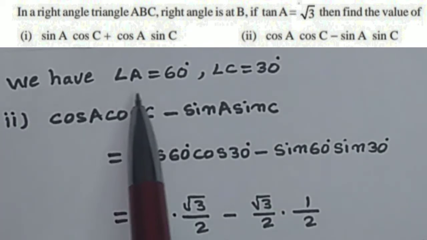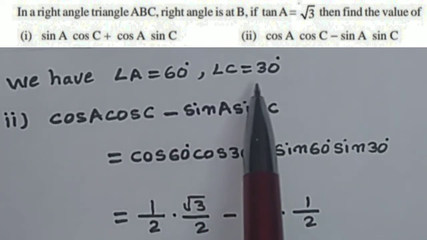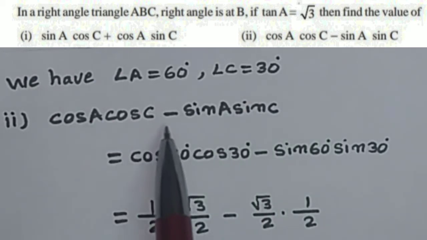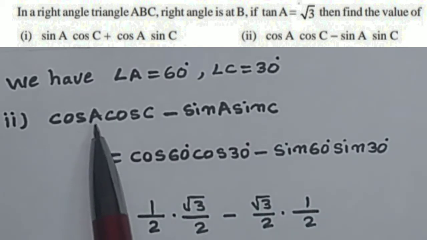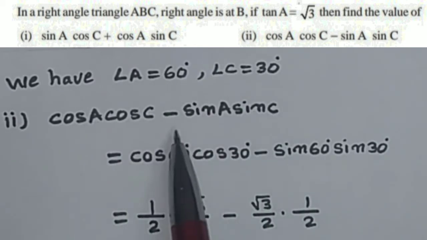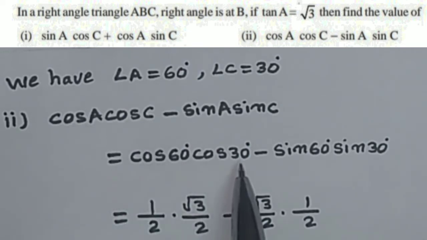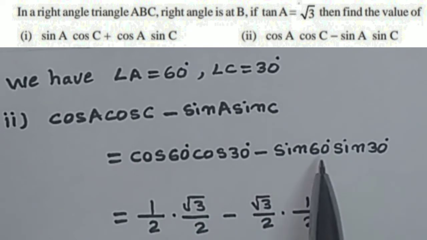Here we have angle A is equal to 60 degrees and angle C is equal to 30 degrees. Second sum, cos A cos C minus sin A sin C. A is equal to 60 degrees, C is equal to 30 degrees. Cos A is cos 60 degrees, cos C is cos 30 degrees, sin A is sin 60 degrees, sin C is sin 30 degrees. Cos 60 degrees is equal to 1 by 2, cos 30 degrees is equal to root 3 by 2, minus as it is. Sin 60 degrees is root 3 by 2, sin 30 is 1 by 2.